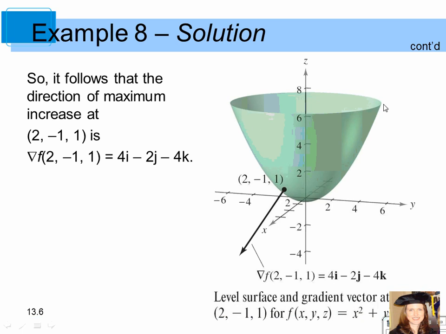So what we have here is a level surface of the function of three variables and a point in space. That vector, which is the gradient, is pointing in the direction of the greatest increase.